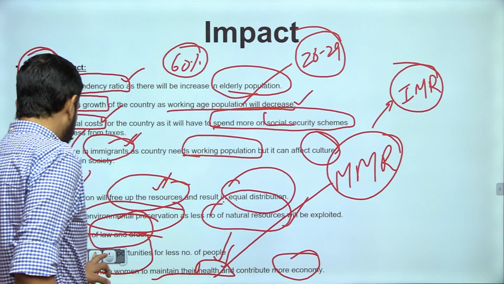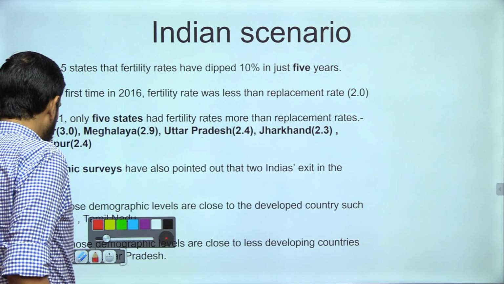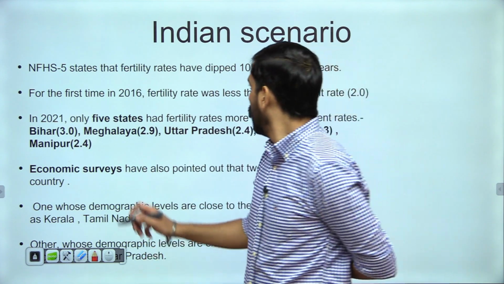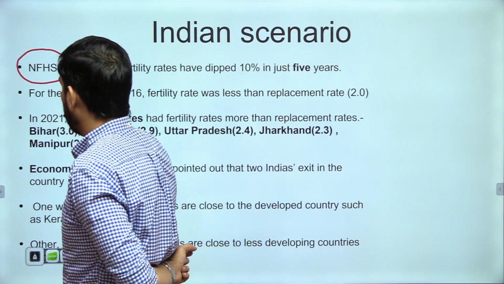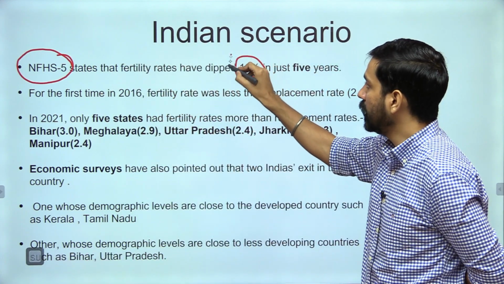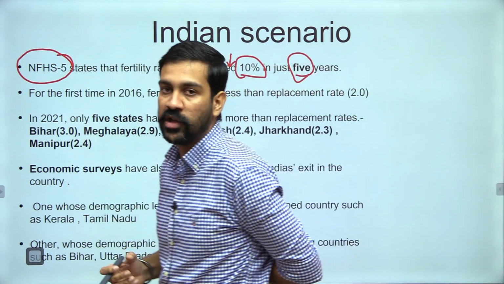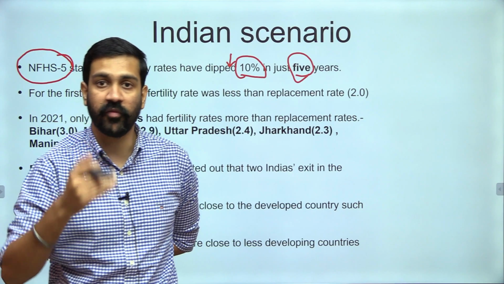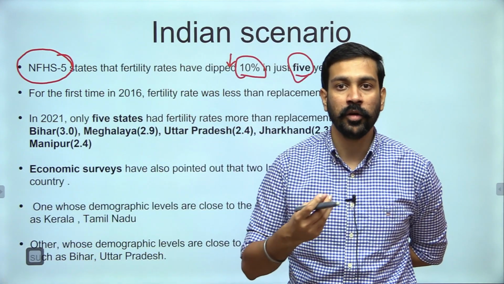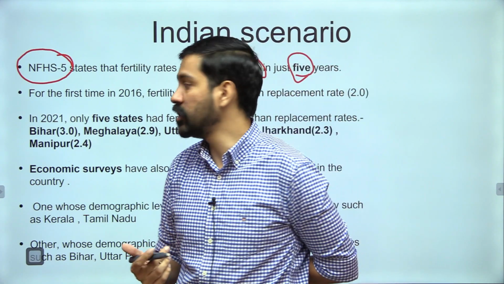Moving forward, we will also talk about the Indian scenario. What does our NFHS, National Family Health Survey, talk about? The National Family Health Survey states that fertility rates have dipped by 10% in the last 5 years. It means our population is also decreasing. No doubt you may not find it in the absolute numbers, but in the coming 30 to 40 years you will see a rapid decline in population levels.